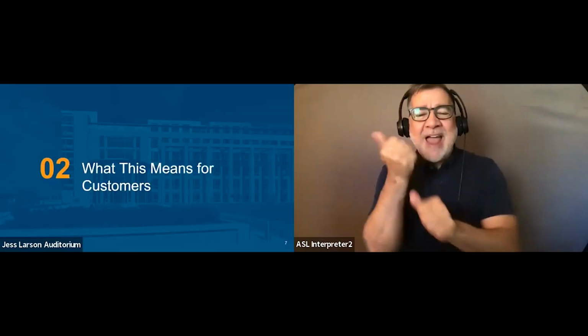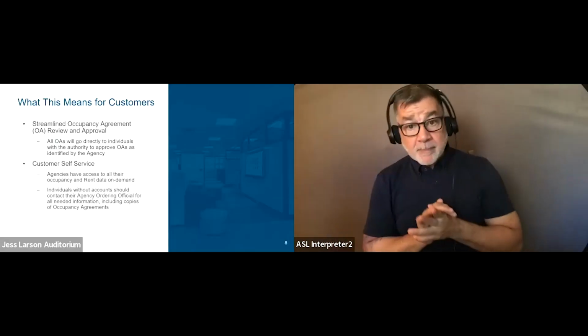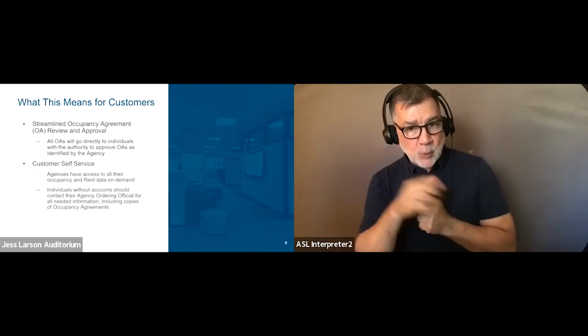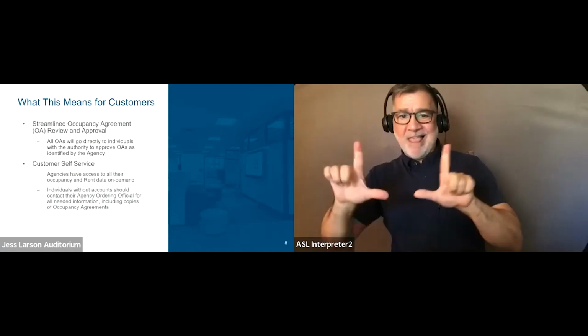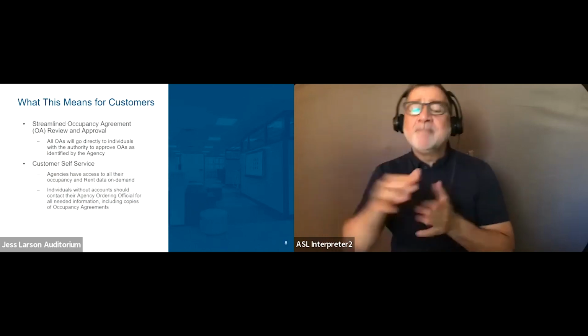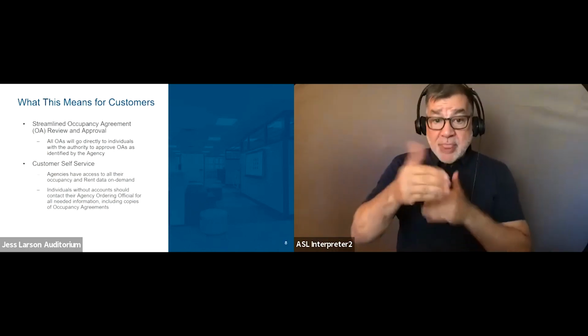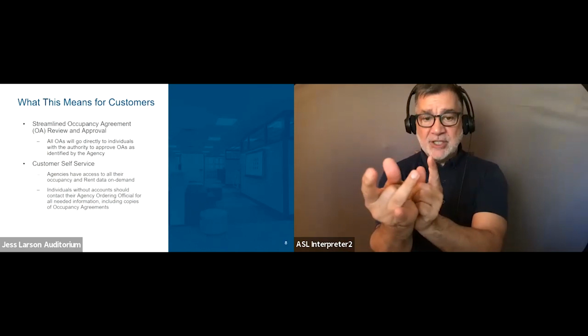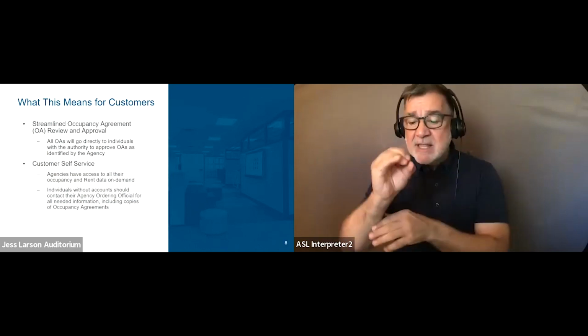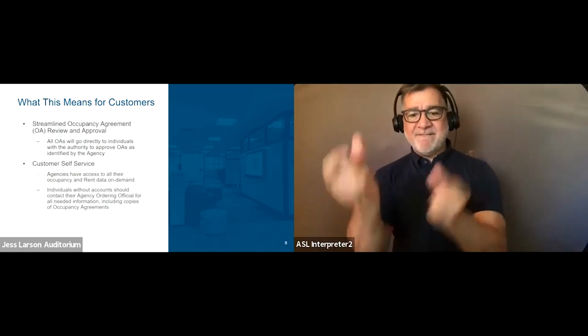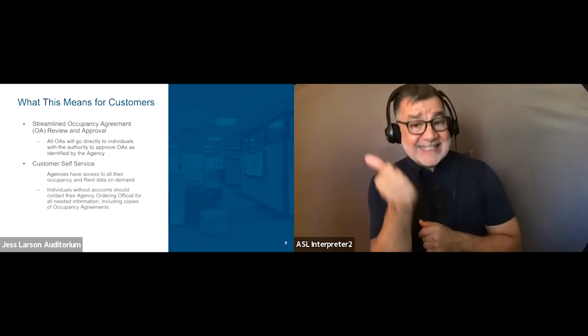Okay, what does this mean for you? I'm not going to read the slides because that's not necessary. It's basically streamlining the process so the people that need to get the OAs to approve them get it through the system. There's self-service for you where, like I said, you can get the rent data, occupancy data.